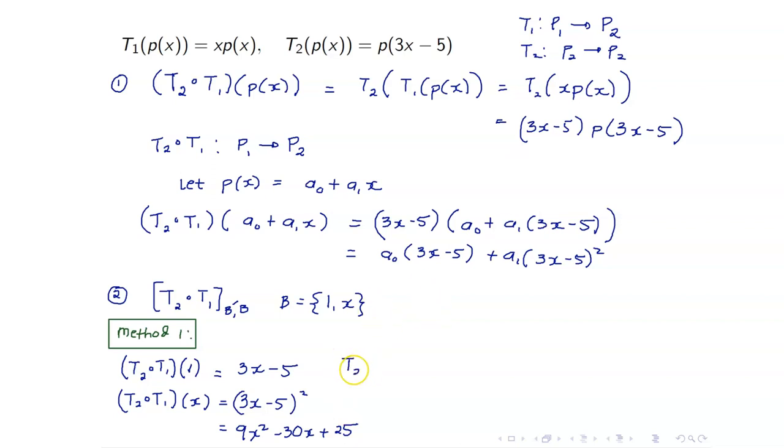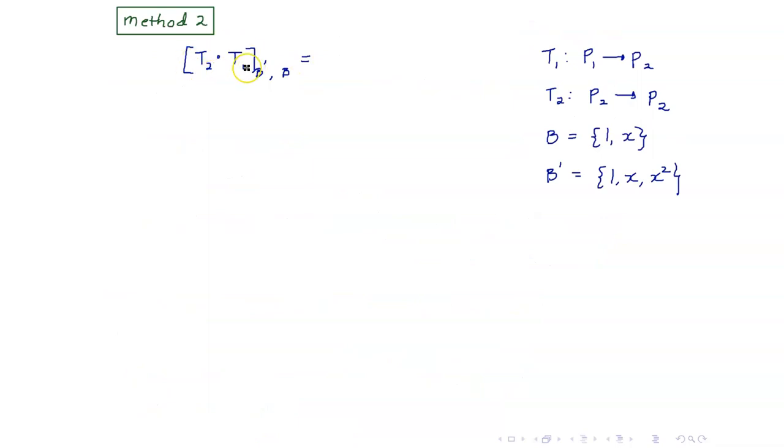So therefore, the matrix representation is equal to what matrix? We get the coordinate vector of this with respect to B prime. What is our B prime? So therefore, we have the column negative 5, 3, 0. And this one here, what is the coordinate vector of this with respect to B prime? We have 25, negative 30, 9.